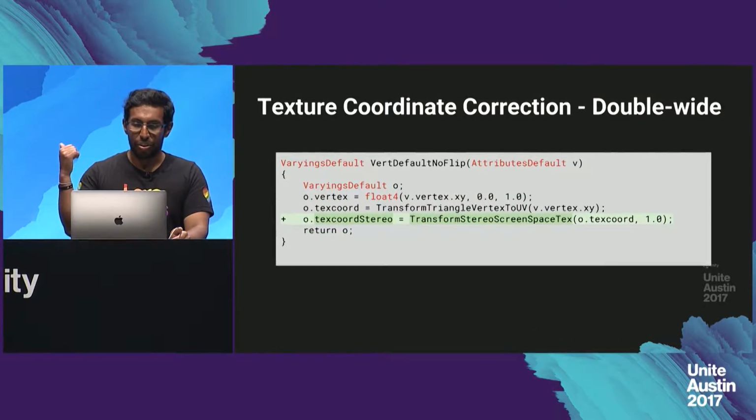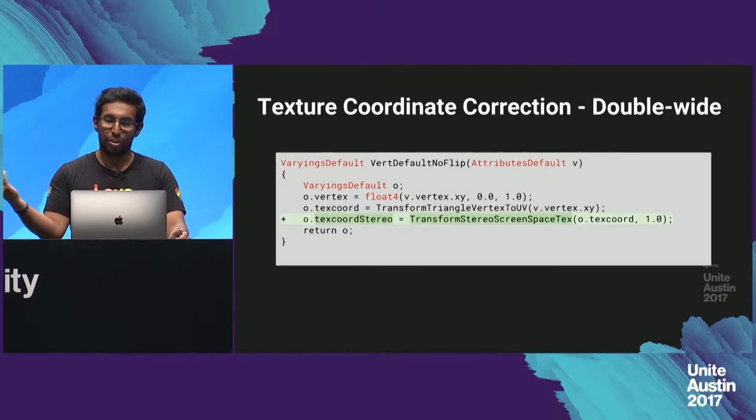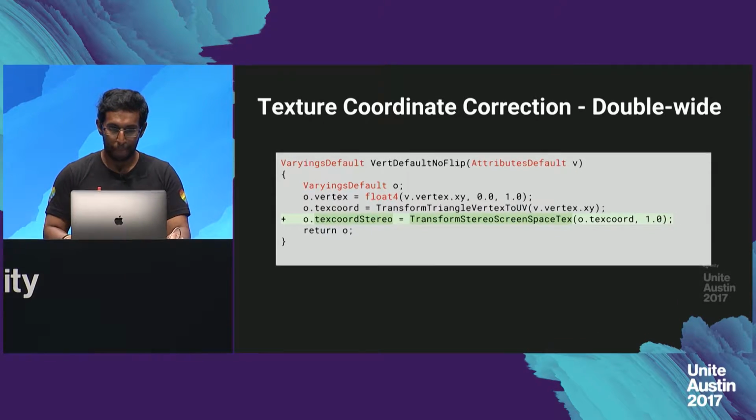So this is how you use these helper functions. Just very similarly to transform text, you have your input texture coordinate, you feed it to the helper function, transform stereo screen space text, and out comes a corrected texture coordinate that's stereo aware.